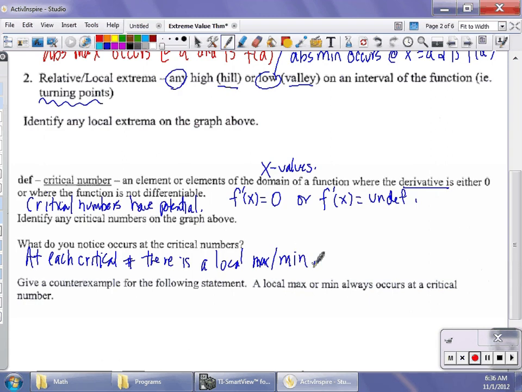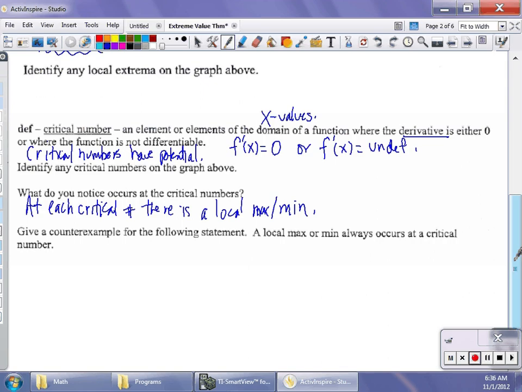Now look at the next statement. This is the important part. So so far, if this is where we stop, you might decide that, oh, if I find a critical number, then I'm either going to get a local maximum or a local min. And that does happen very often, but look at the next statement. Give a counterexample. That means prove this isn't true for the following statement. A local maximum or minimum, here's a very dangerous word, always occurs at a critical number.